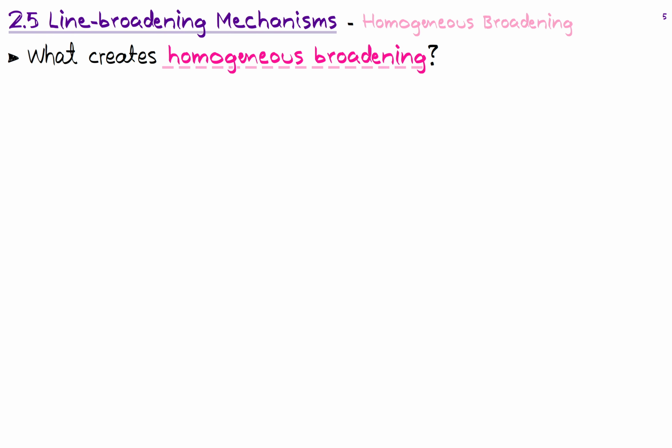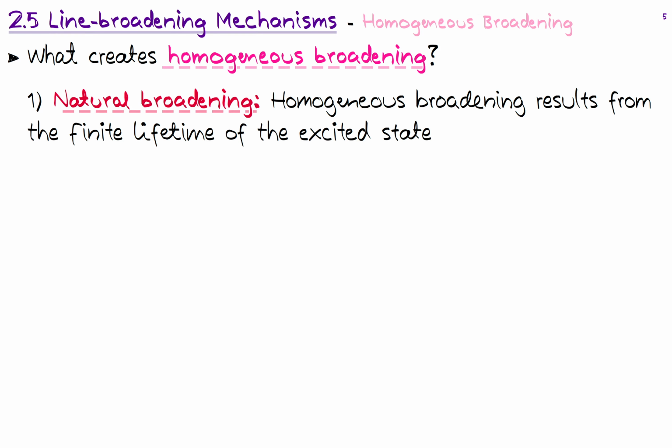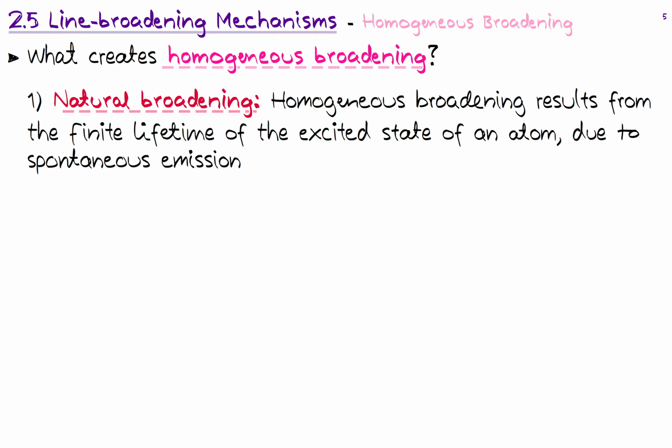What then creates homogeneous broadening? There are different mechanisms, and first of all, there is a natural broadening mechanism. Homogeneous broadening results from the fact that we have a finite lifetime in the excited state of an atom, which could be calculated by applying Fermi's golden rule, and this occurs due to spontaneous emission. There's really no way of getting rid of natural broadening. It's always there, because we always have spontaneous emission within our system.